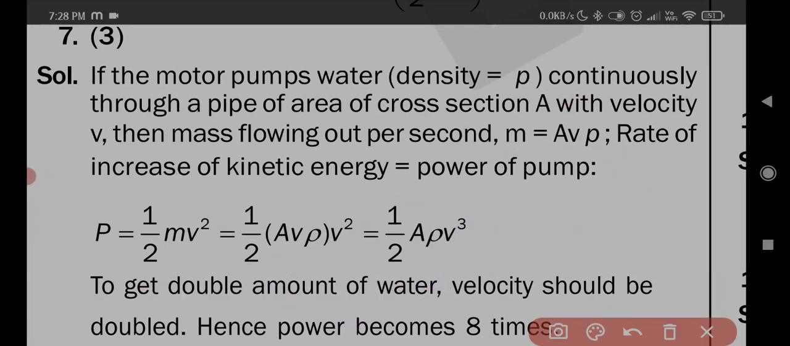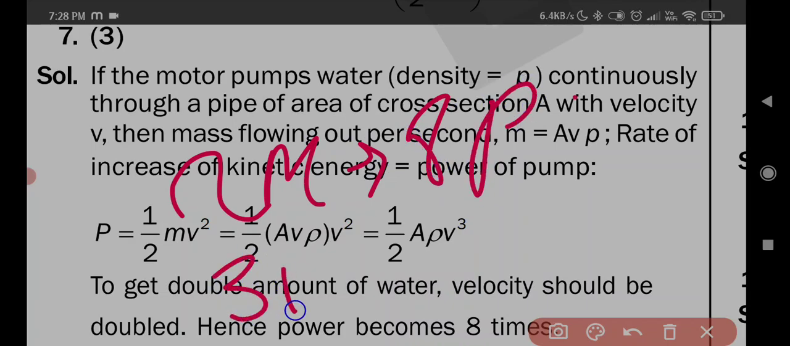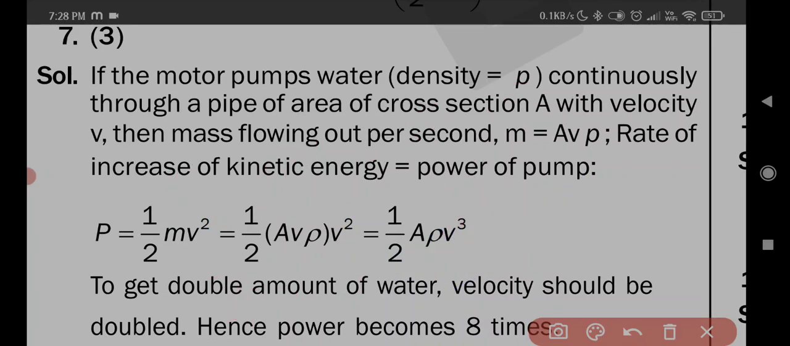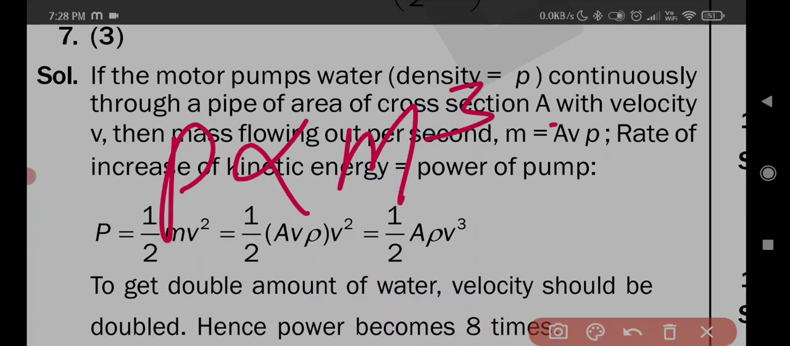If you want double mass in the same time, then you have to get power of 8 times P. If you want 3 times, then it will be 27 P. Like this you need to do it. So you need to remember that power is directly proportional to m cube.